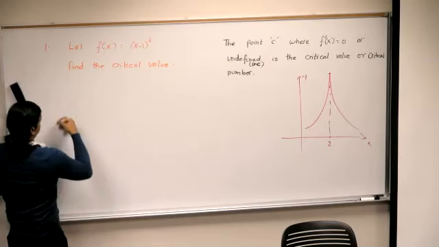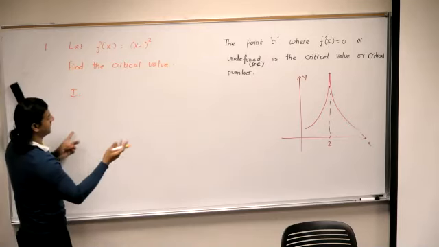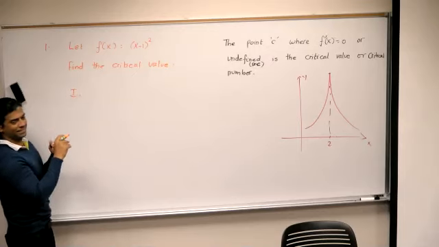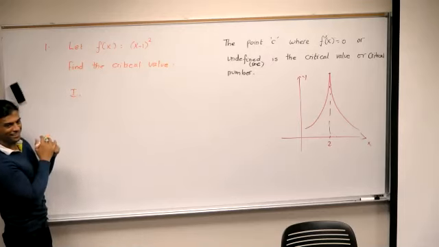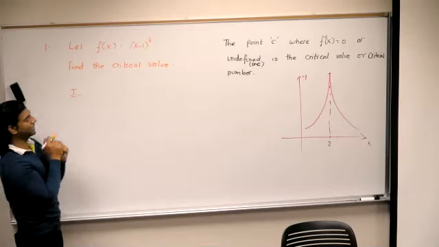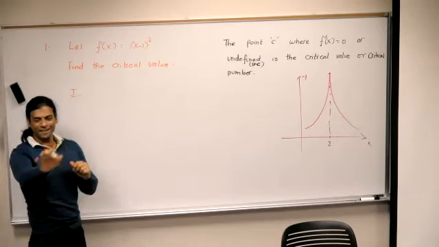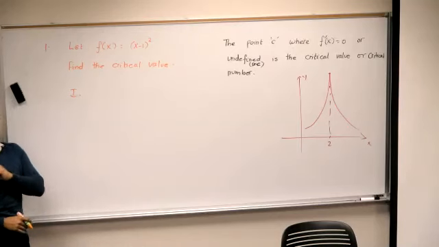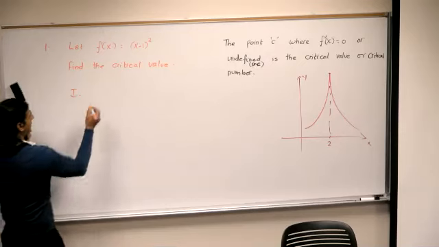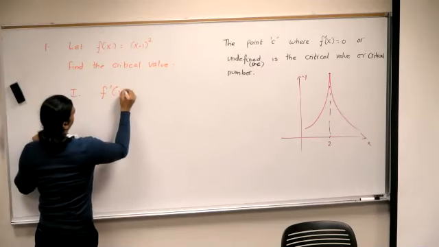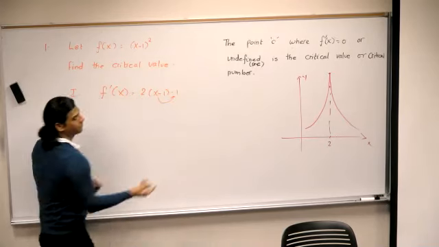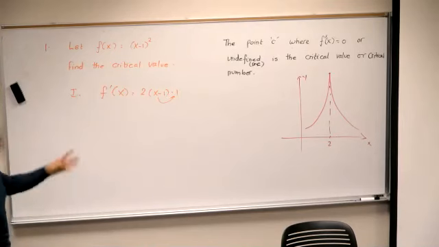Step 1: find the derivative. Should I foil to find the derivative? No, why not? You don't need it. Chain rule, easy. So f prime of x would be 2 times x minus 1 multiplied by 1. Sure, I can foil it out, but it's that extra work, right? I don't want to do that.